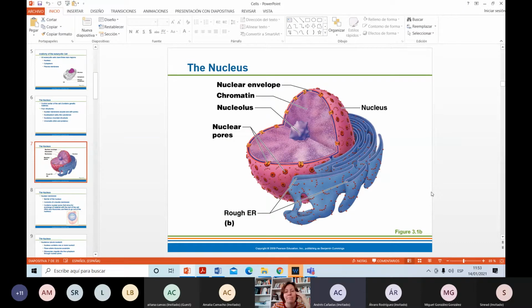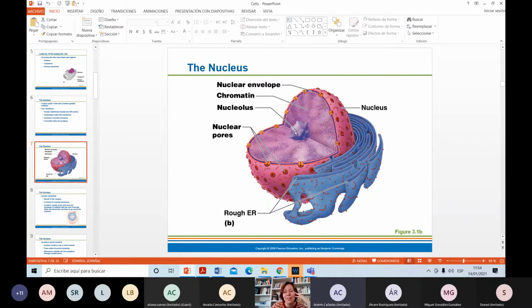In the more pink zone. Esto es el nucleolus. Yeah. Is it what you're going to explain? ¿Eso es lo que quieres? Or do you want to explain the pink part? I don't care.